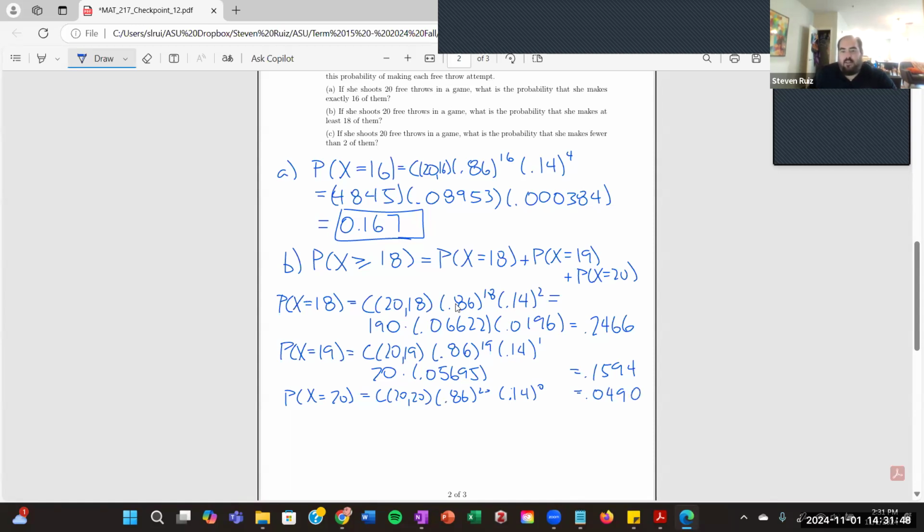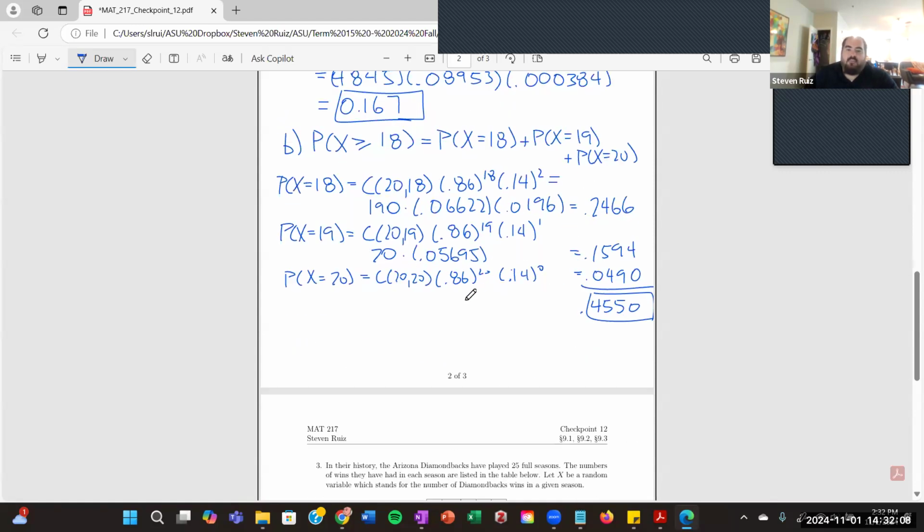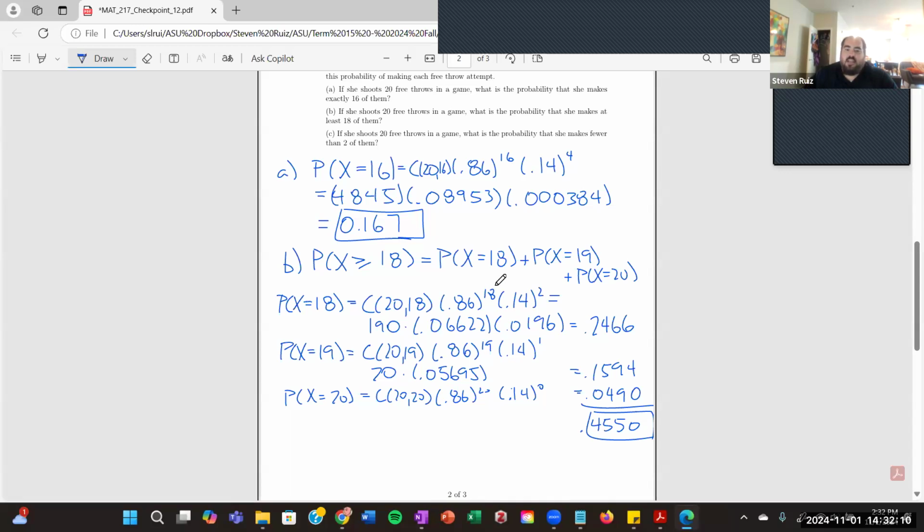So let's go ahead and add all those together. Plus 0.1594, plus 0.2466. All right, so all told, the probability I get is 0.4550. So the probability that she makes 18 or more of these free throws is high. It's 45.5%.